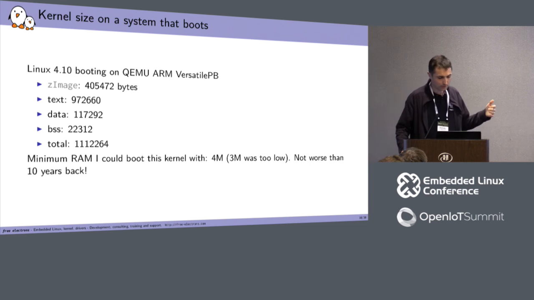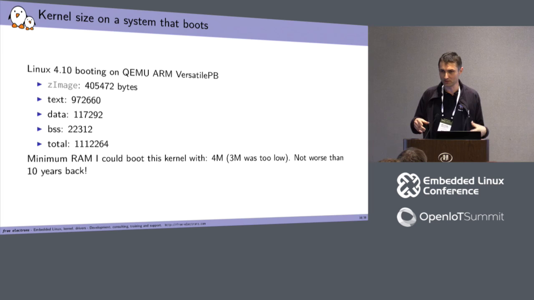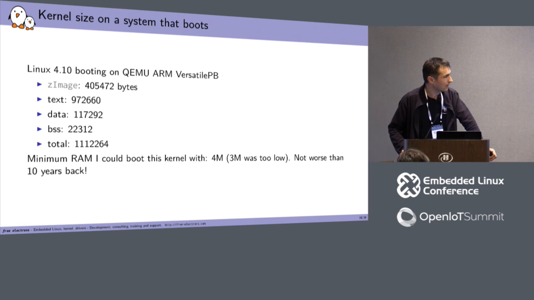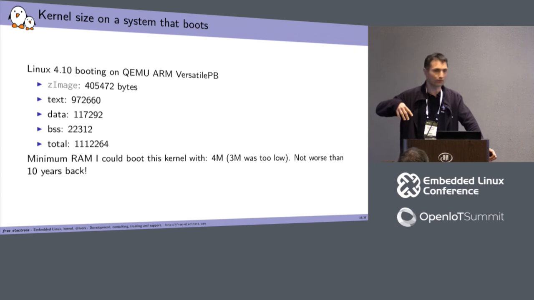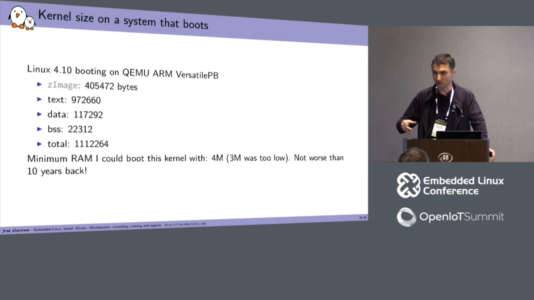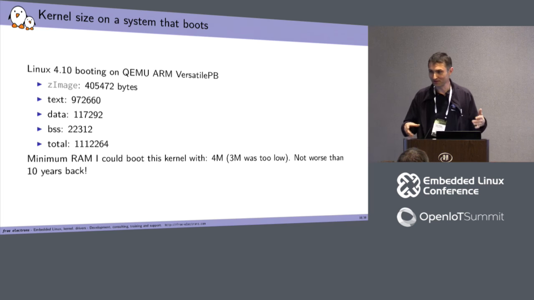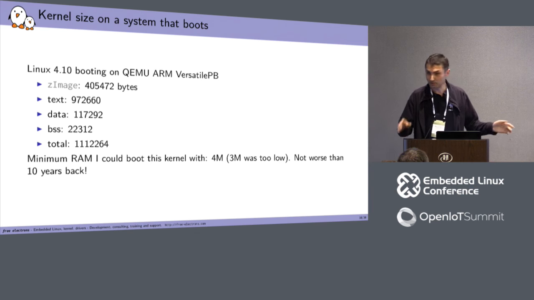And then I tried with QEMU. It's nice because you can simulate a machine with whatever amount of RAM you want. So I went down as little as 3 megabytes, and when I reached 3 megabytes, I couldn't boot the system anymore. So at least it boots with 4 megabytes. With more aggressive work, I guess 2 or 3 megabytes are probably achievable. So it's in between 3 and 4.